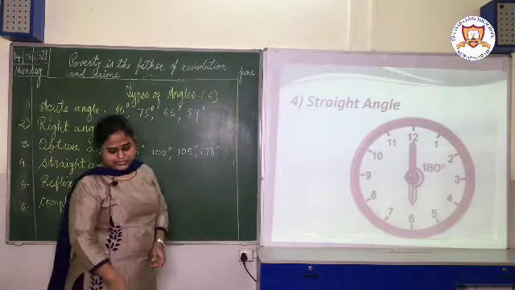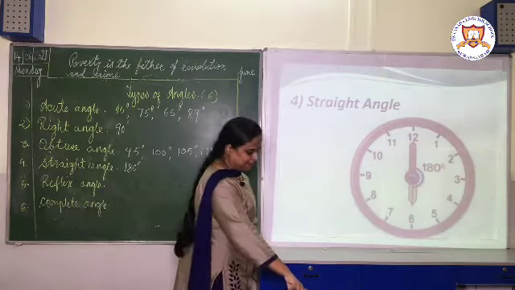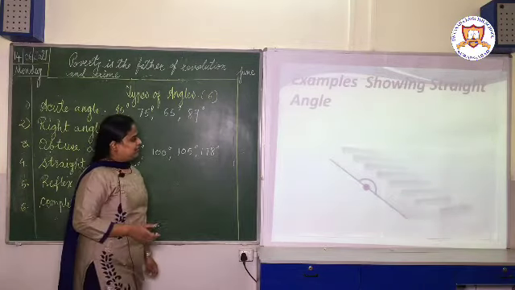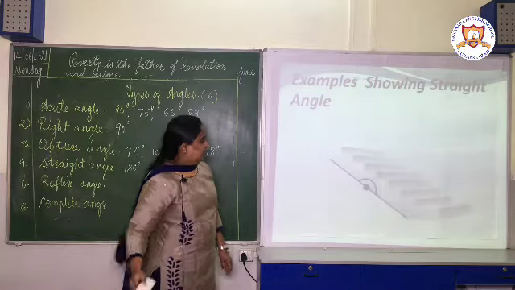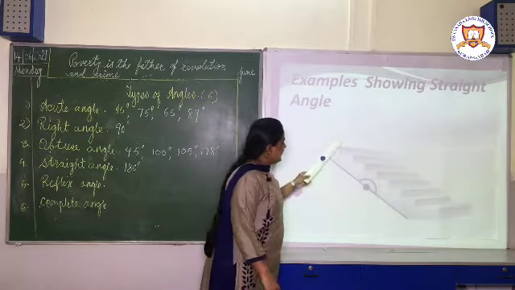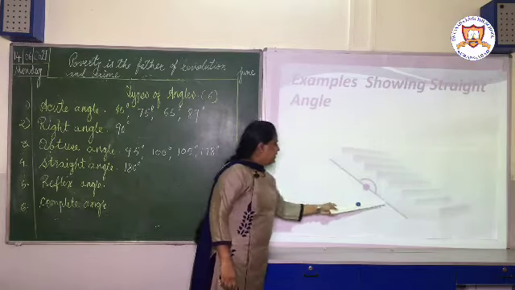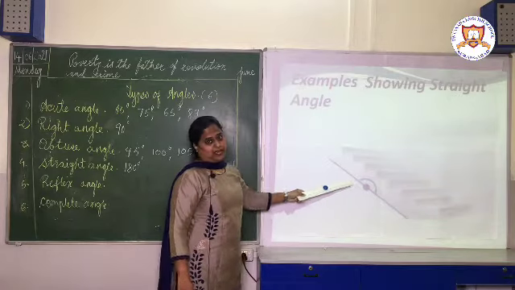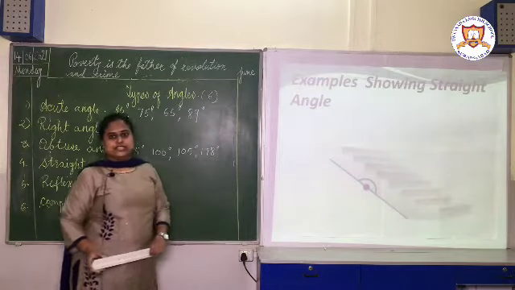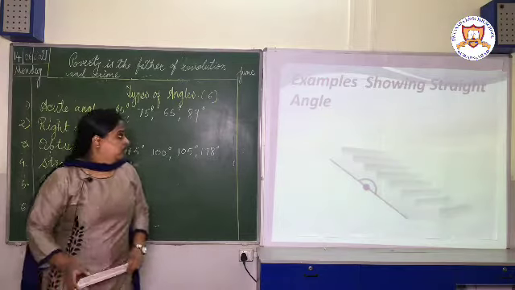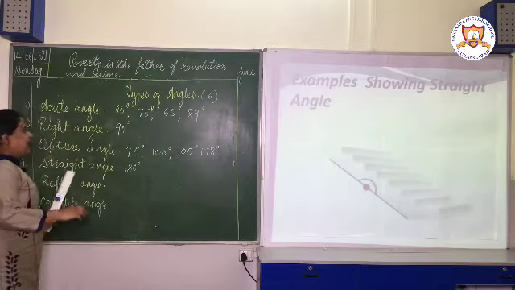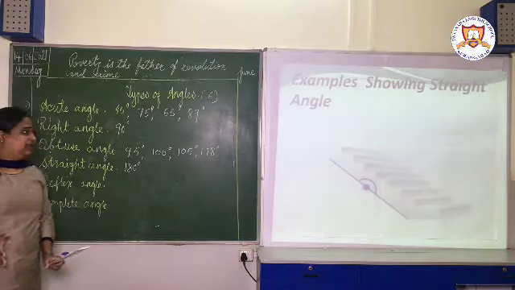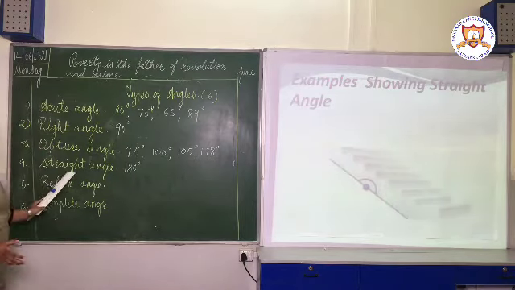This is also an example of a straight angle. In day-to-day life we can see it. Next, an example showing a straight angle. Here, see, this is a staircase. You can see exactly here they are forming a straight angle. A 180 degree angle is forming. So this is also an example of a straight angle. Okay. So straight angle means what? The angle whose measure is 180 degrees is called a straight angle.